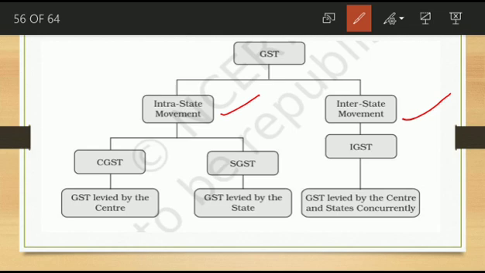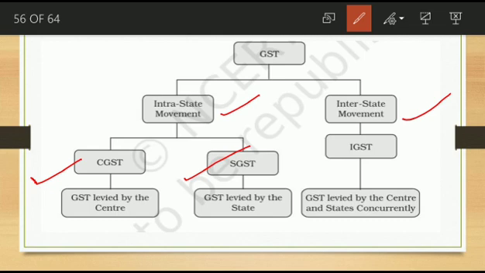Intrastate cases, two types we can say, that is CGST and SGST. Okay, CGST means central goods and services tax, and SGST means state goods and services tax. Okay, so within the state itself, levied on intrastate, or any goods supplied or sold within the state, then two types of GST are charged. One is CGST and SGST.